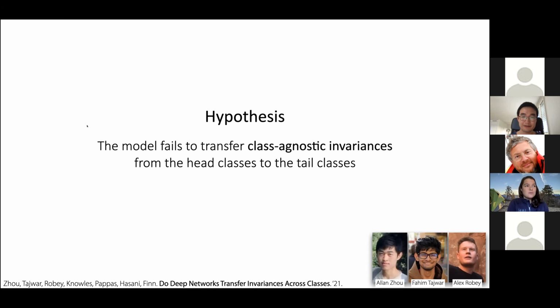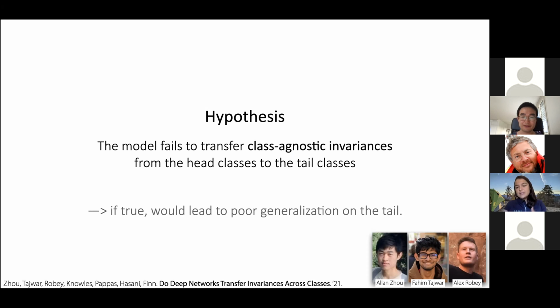Now, if you have a long-tail distribution, ideally the model would automatically learn the invariances from the head of the distribution and then transfer them to the tail classes. However, if this transfer isn't actually occurring automatically, it would lead to poor generalization on the tail and poor performance on the tasks or categories in which we have less data.